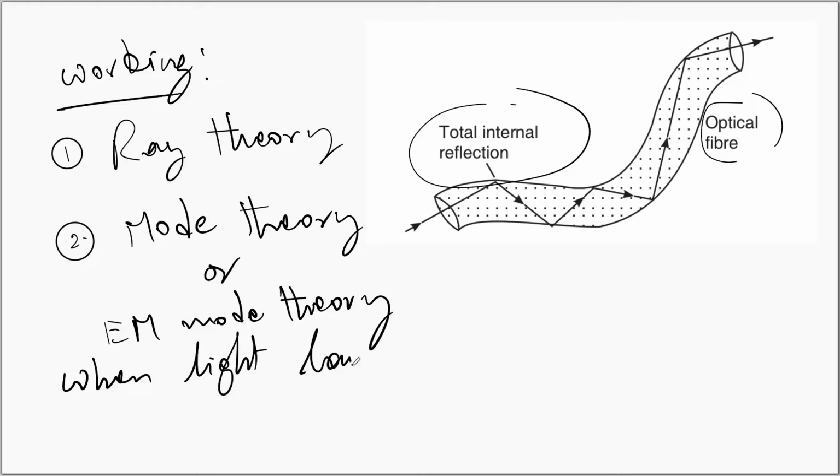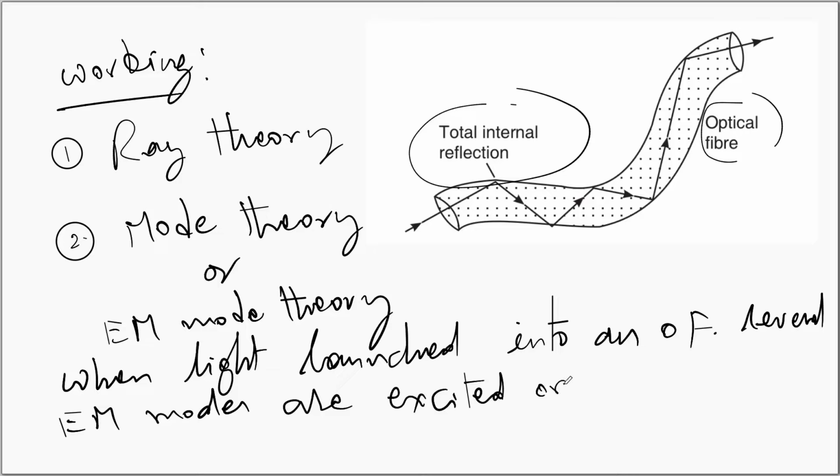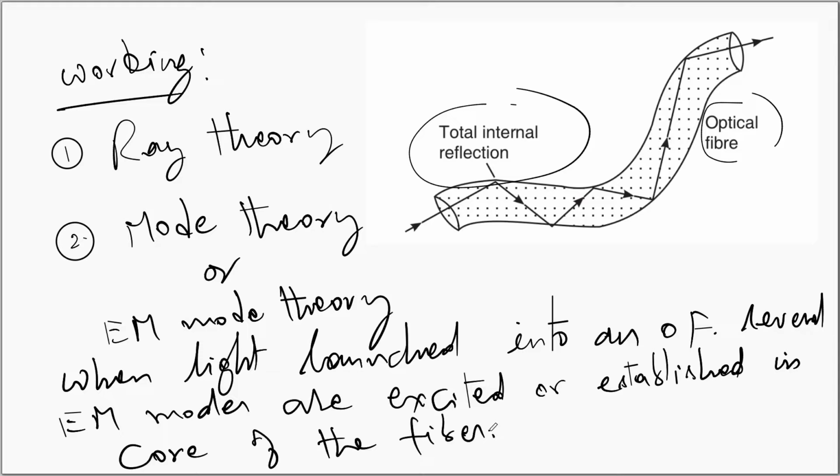When light is launched into an optical fiber, several electromagnetic modes are excited or established in the core of the fiber. So when we launch light into an optical fiber whose cross-sectional area is very small, it can be comparable with the wavelength of the light being launched. Then one notices that electromagnetic fields are distributed in different patterns, and each such pattern is called a mode. So several electromagnetic modes can be excited or established in the core of the optical fiber. Light generally propagates through the core of the optical fiber.